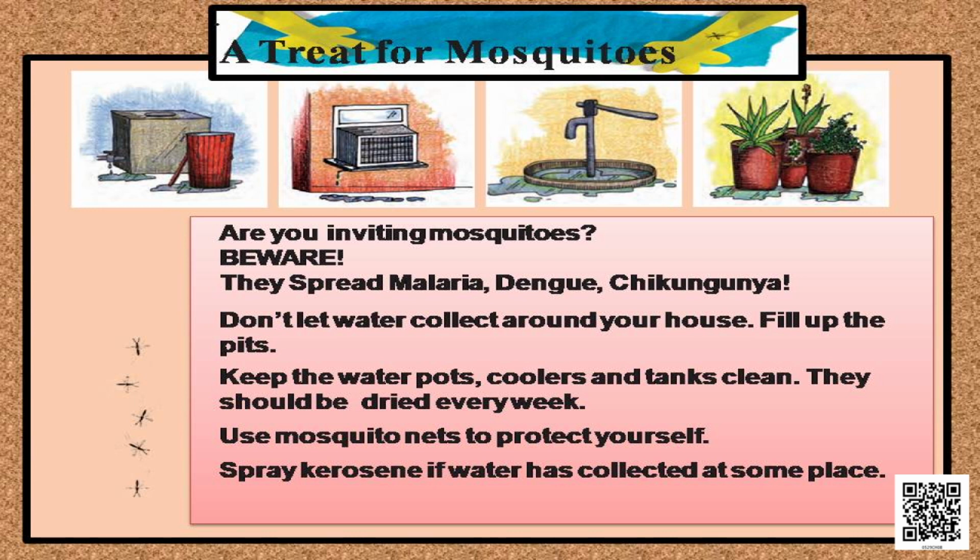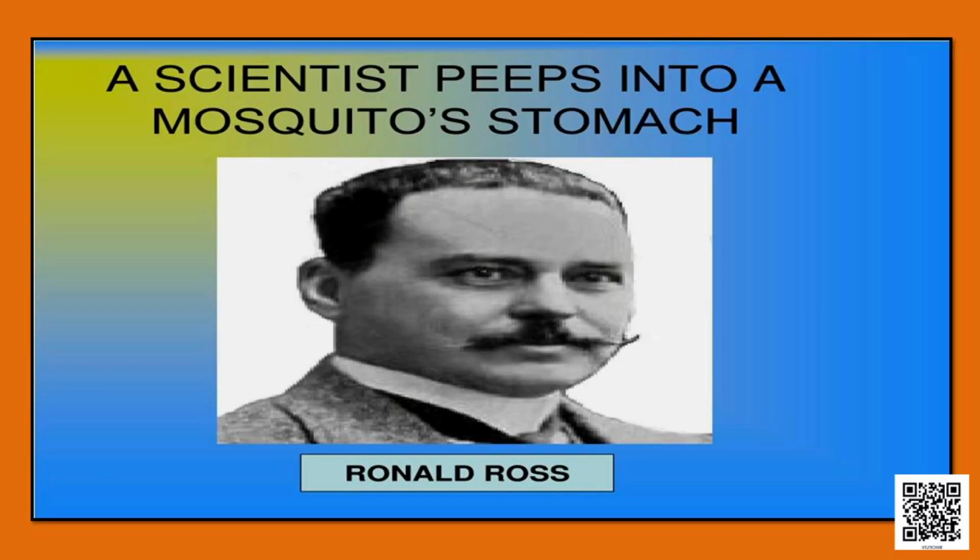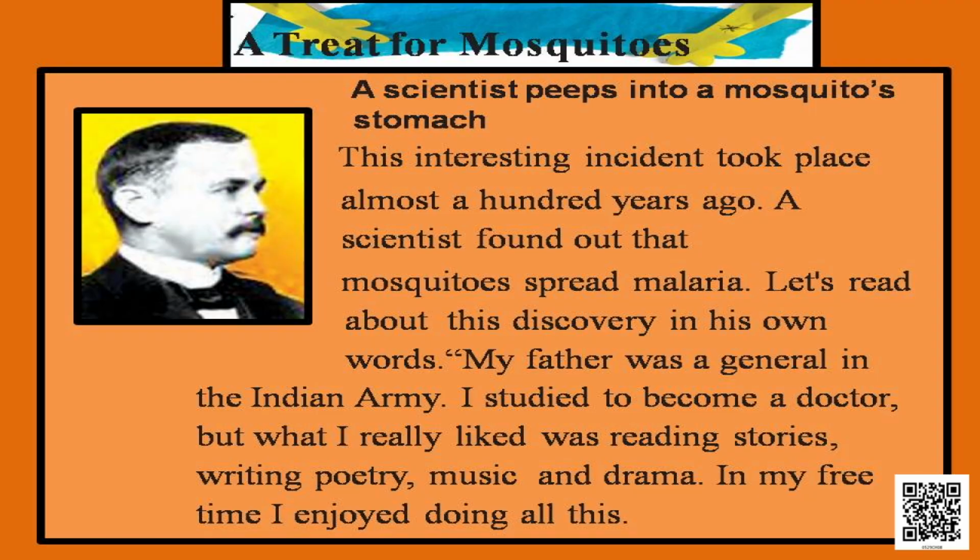Okay. Now let us know about a great scientist. This is a very interesting story, how did we know that malaria is spread by a mosquito. There was a scientist who peeped into a mosquito's stomach. This interesting incident took place almost 100 years ago. A scientist found out that mosquitoes spread malaria. Before that, it was not known that malaria could be spread through mosquitoes.